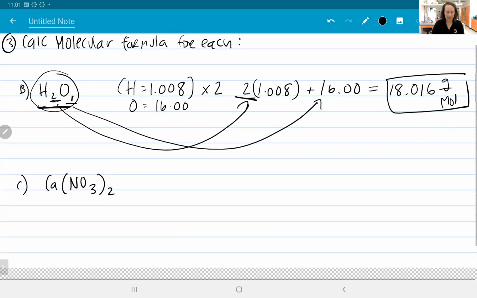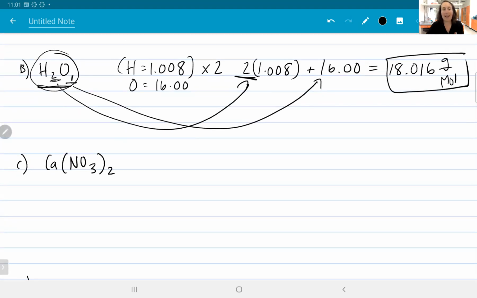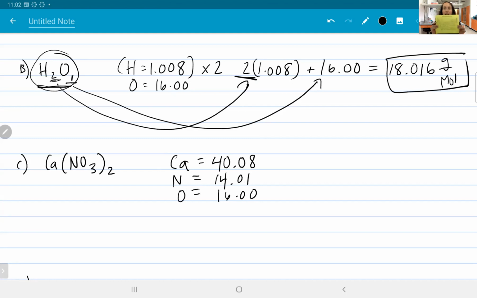All right, last example, let's look at calcium nitrate. We know our naming rules, but this is calcium nitrate. Again, you have to go to the periodic table and figure out the formula weight for every atom in our formula. I've got calcium, nitrogen, and oxygen. Calcium on the periodic table is 40.08. Nitrogen is 14.01, and oxygen is 16.00. Those are the masses of those elements off the periodic table.